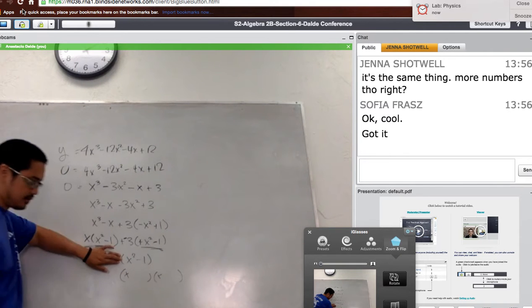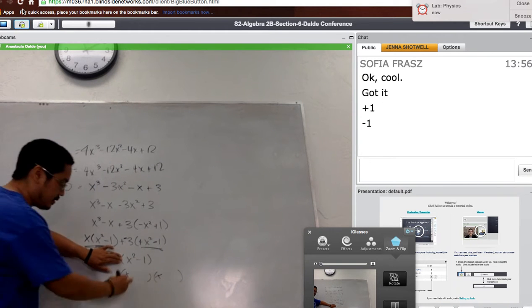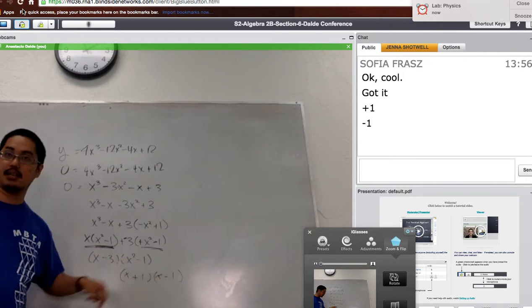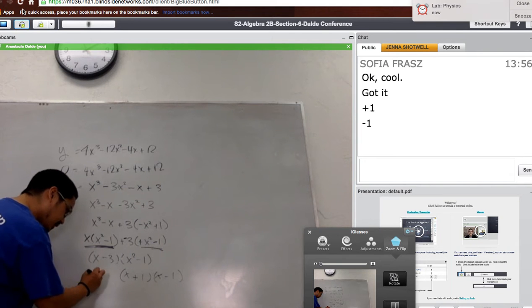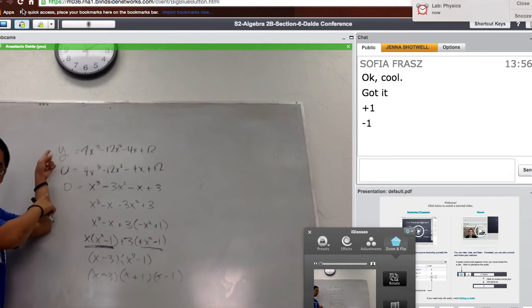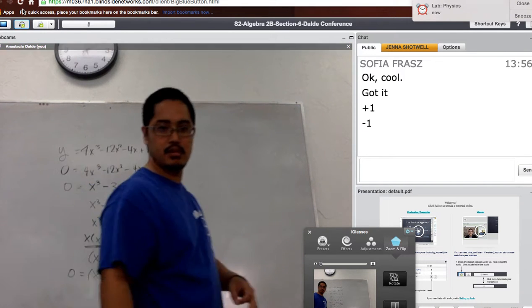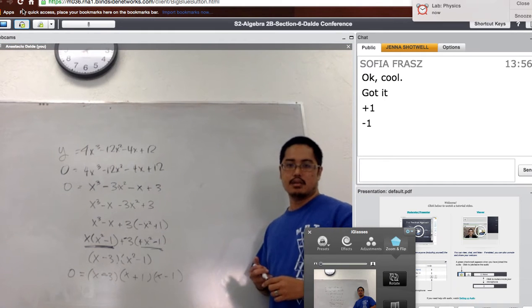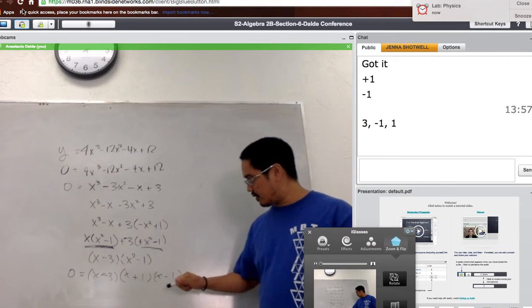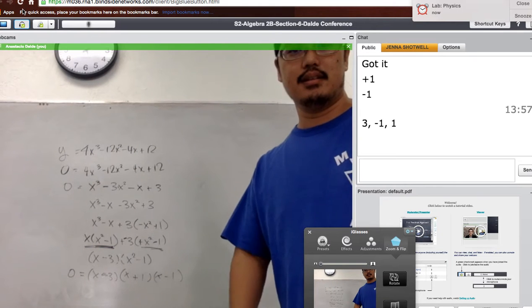x, x. Can you guys tell me what else goes in there? Plus 1, minus 1. If you FOIL this out, you find that it's exactly the same thing as that. And this one is an x minus 3. Now, this was all equal to 0, right? So can you tell me the factors right off the bat? What are the zeros of this function? Positive 3, negative 1, positive 1. Cool?